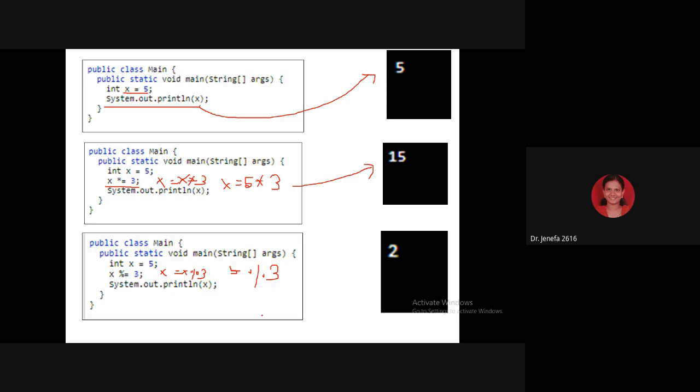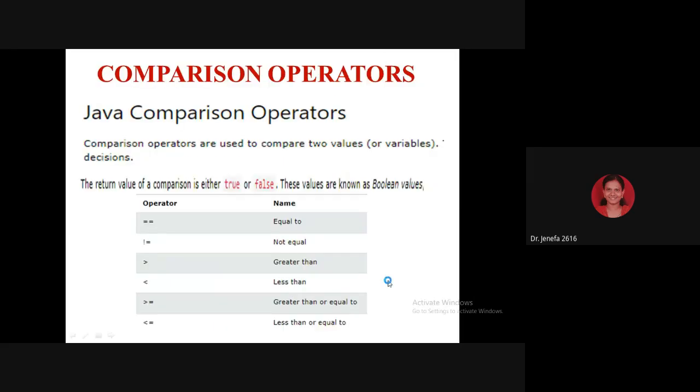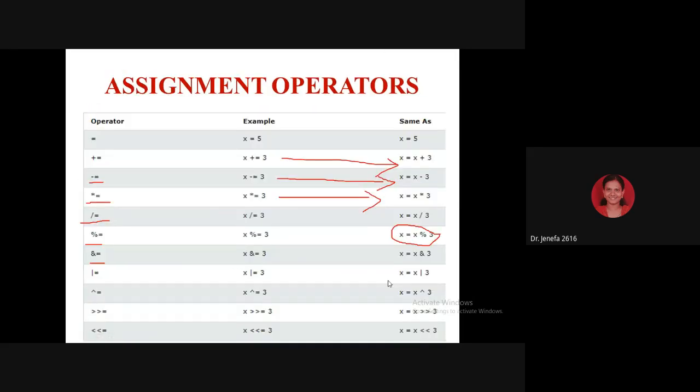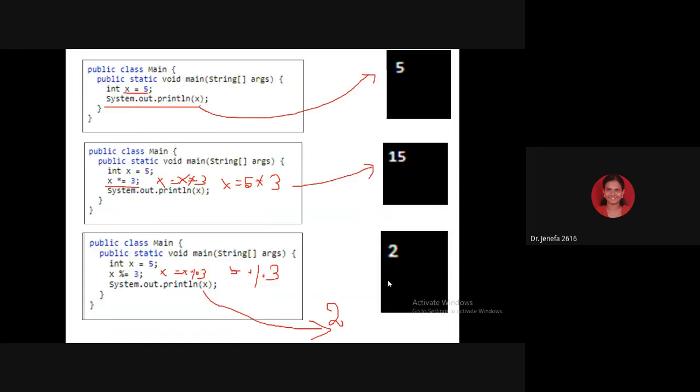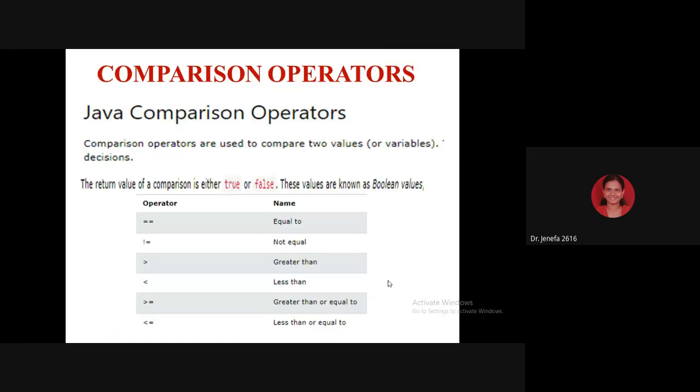Three goes into five once, and after that we cannot divide it further. So the remainder is 2, and that will be your x value. When you try to print the value of x, we will be getting x as 2. Fine, so these are some of the example programs for this assignment operator. Okay, moving on to the third operator.